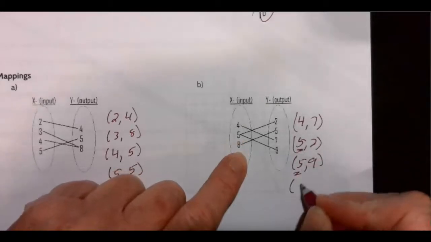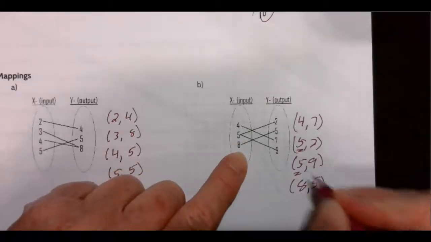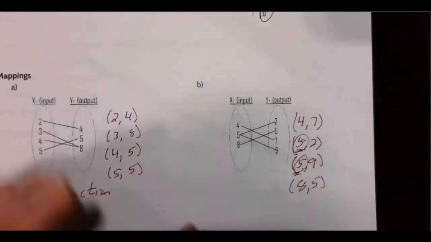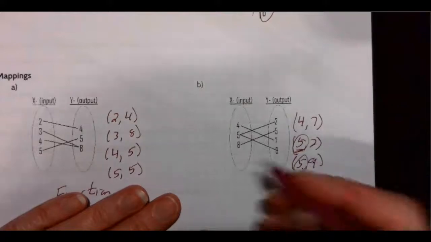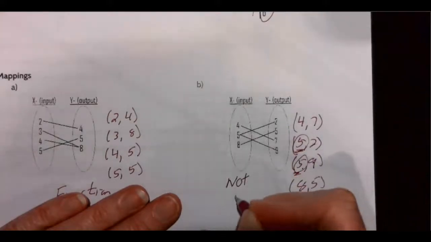We have two x values that are the same. I have to complete it. That will drive me crazy if I don't. But see how those two x values are the same? Those two inputs have more than one output. So 5 goes to 2 and 5 goes to 9. This is not a function.